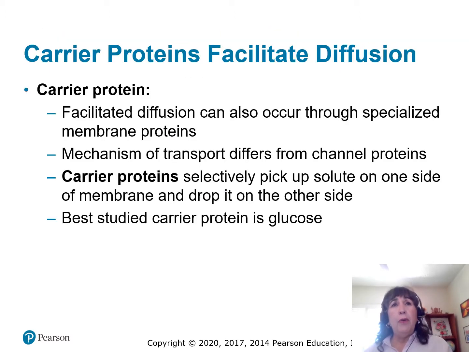Okay, the next type of protein is a carrier protein. So remember, I liken all of these integral or transmembrane proteins to doorways. And this doorway is like a fancy doorway. This doorway can open and close and it moves. So that's called a carrier protein. One famous one is the movement of glucose across a membrane. So it says here, a carrier protein selectively picks up a solute or a molecule on one side of a membrane and drops it on the other side. So it's sort of like a moving doorway.